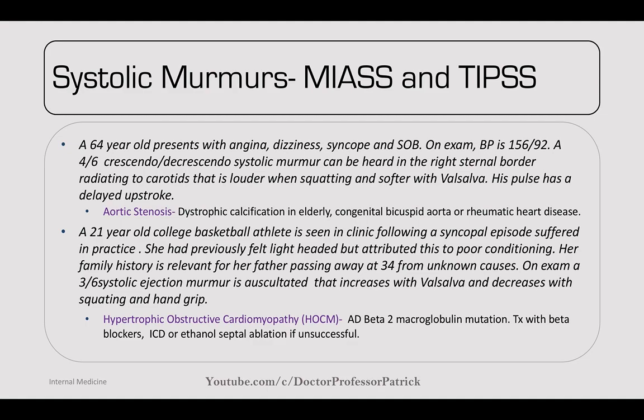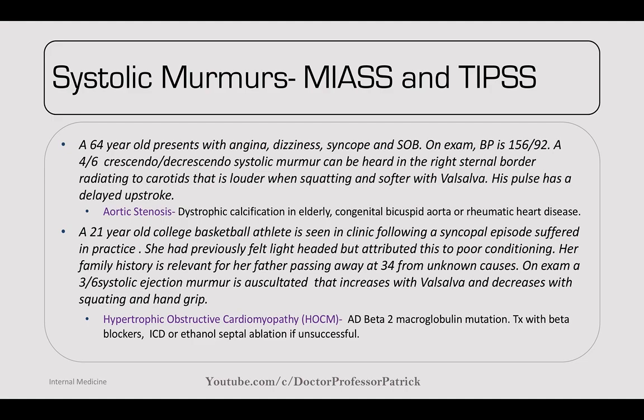Now moving on into the murmur section, we're going to start with the systolic murmurs, or MIAS and TIPS. MIAS stands for mitral insufficiency or regurgitation and aortic stenosis, and those are both systolic. And then TIPS stands for tricuspid insufficiency or regurgitation and pulmonic stenosis, and those are both systolic again.